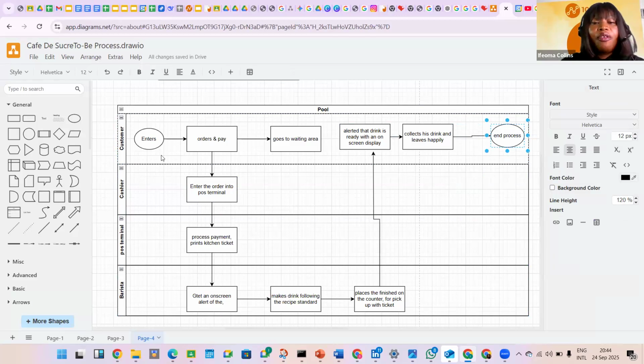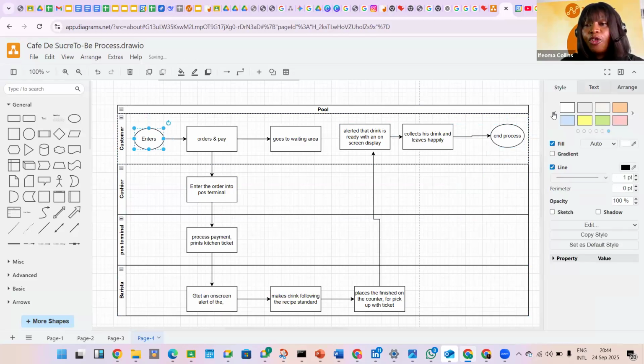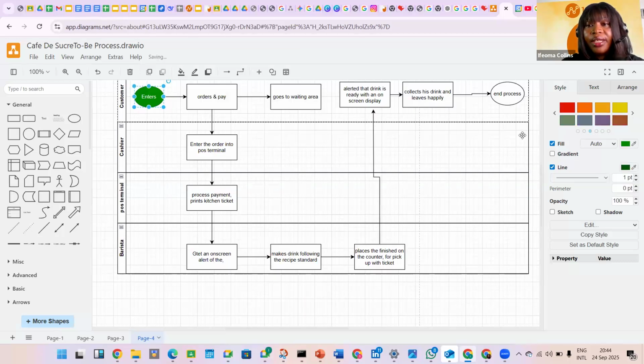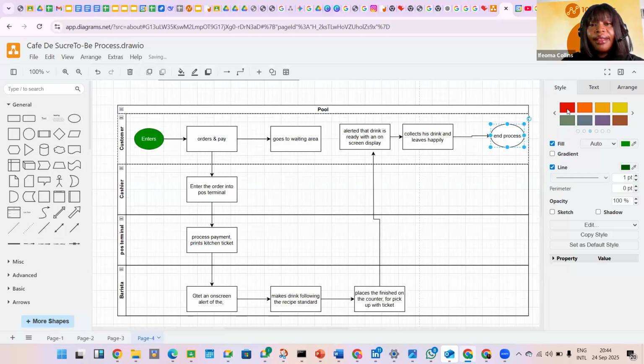So before I go further with any explanation, it's good practice for you to color code your process. Okay, so for the start of the process, the best color to use is green. Okay, and for the end of the process, I like to use red. And then each actor as well, you can decide to give each actor a color, or each stakeholder.